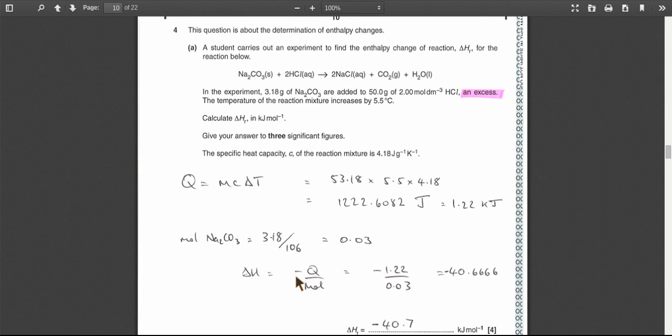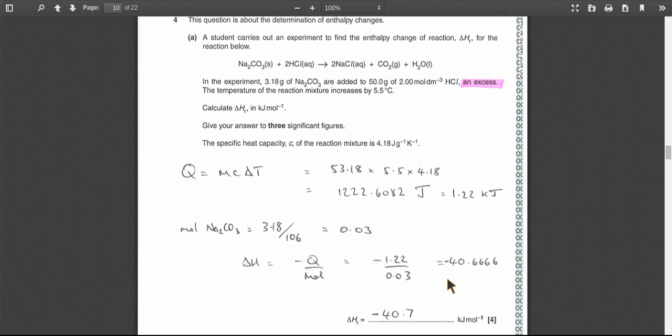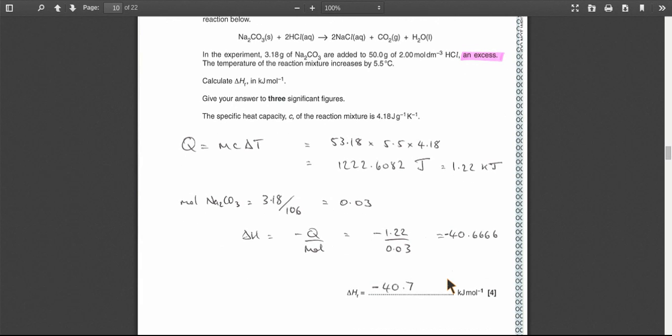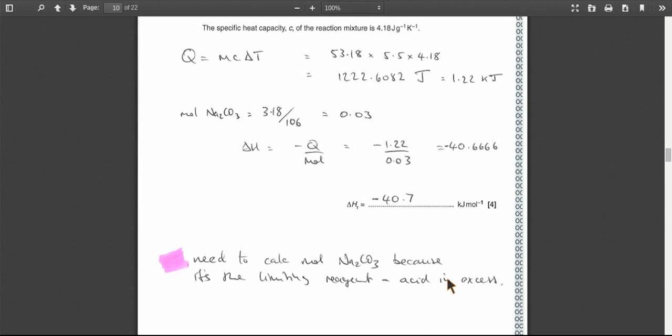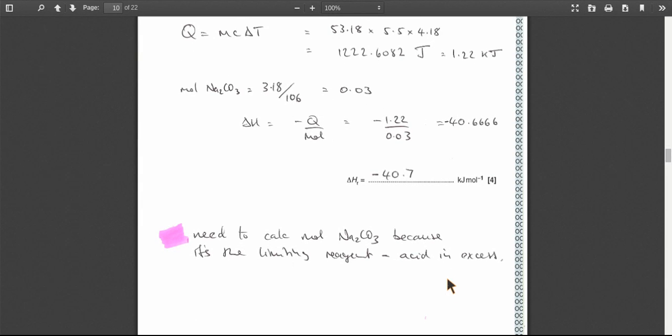That minus sign's there because this is exothermic, temperature's gone up. There's the numbers, and it's coming out at minus 40.6 recurring. So to 3 significant figures, that's minus 40.7. So there's my scribble there about why we need to use the moles of sodium carbonate, because it's the limiting reagent.